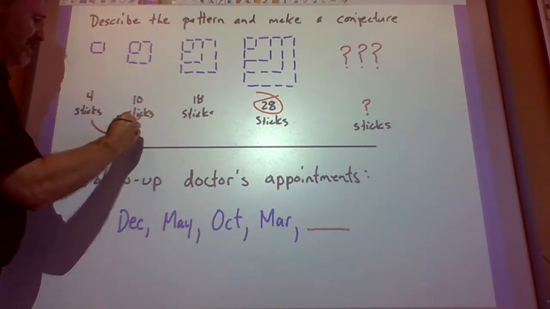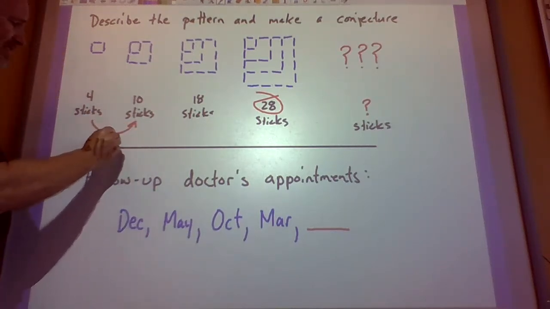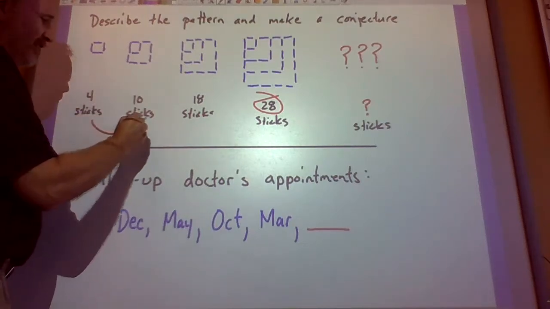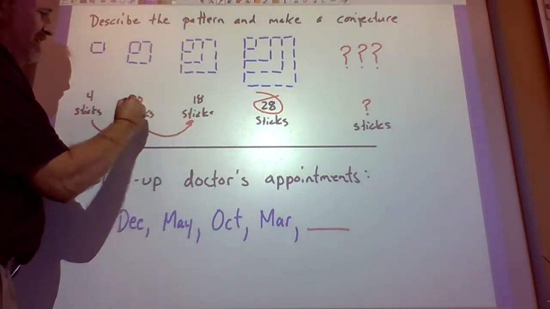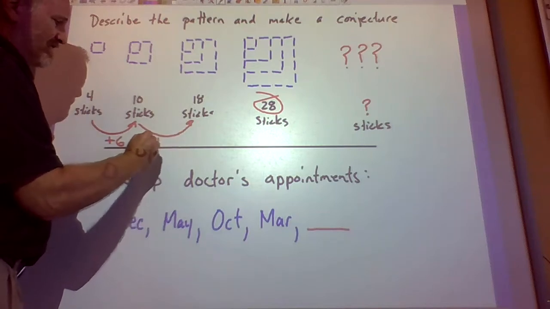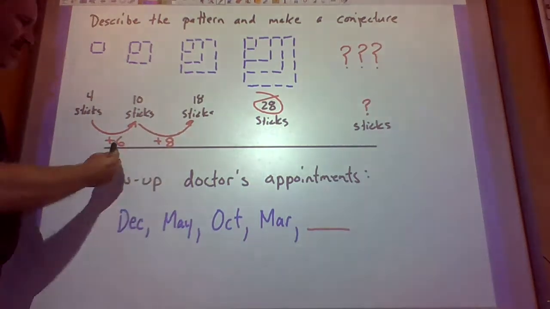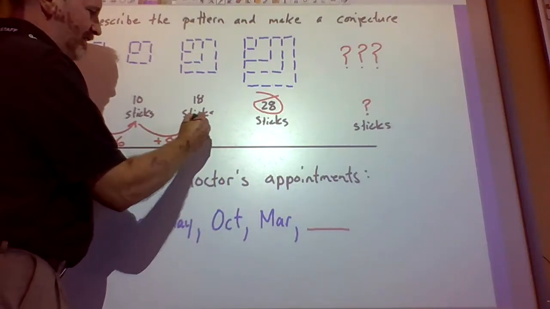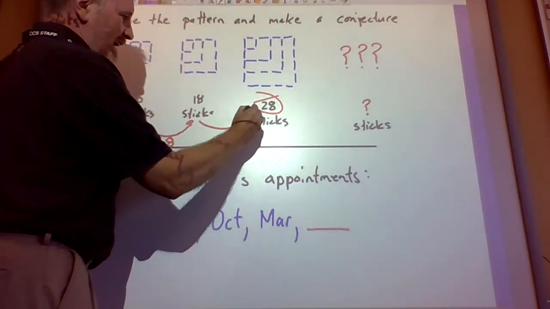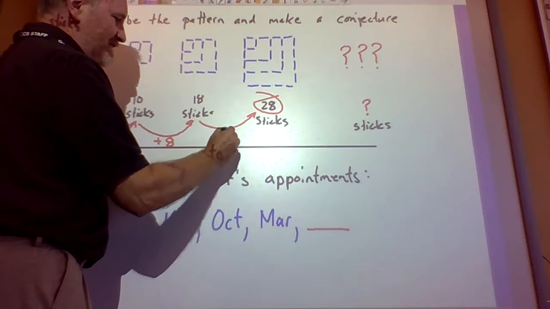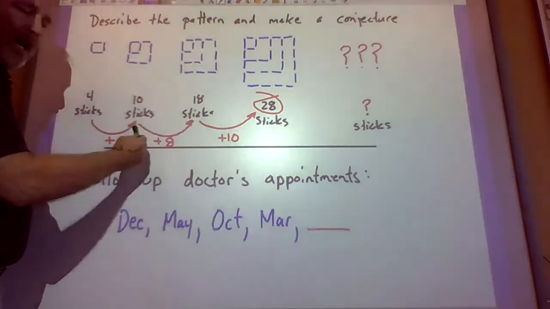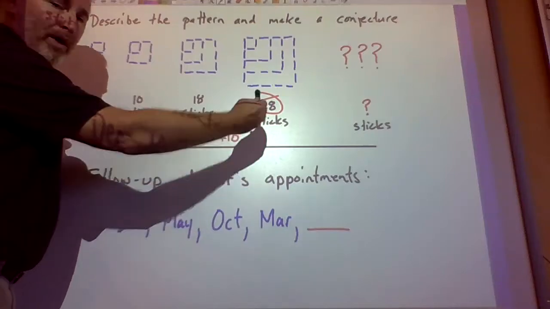when we went from 4 to 10, that was an increase of 6. We had to add 6 toothpicks to get to that. And then from here to here, I went from 10 to 18. That's an increase of 8 toothpicks. So 6, 8. I wonder if the next number is going to be, we'll see, 18 to 28. Oh my goodness, that's an increase of 10. So it's going up, but it's going up by 2 more each time.